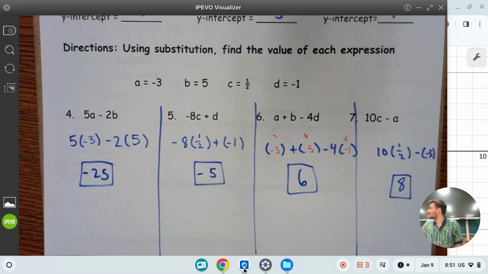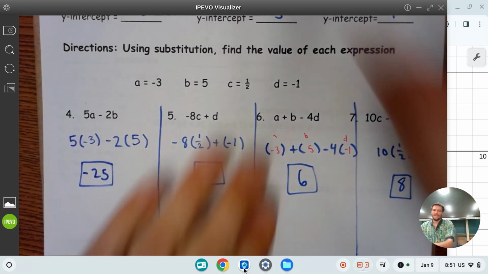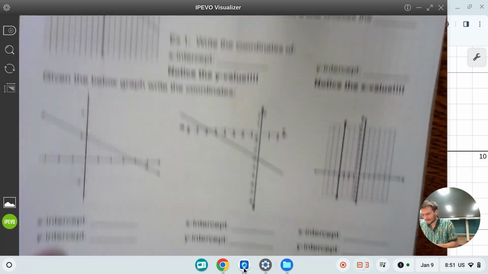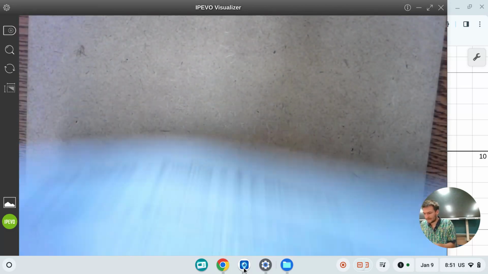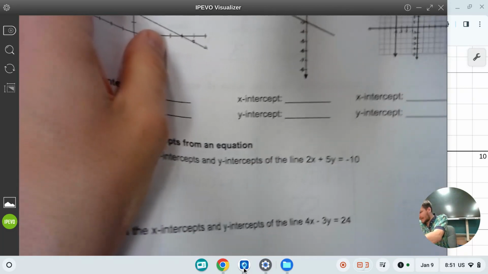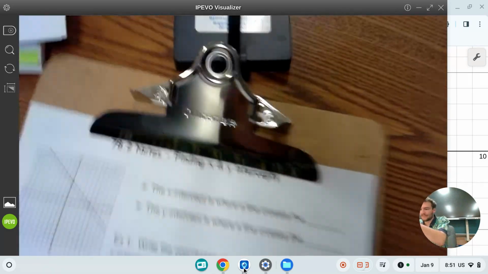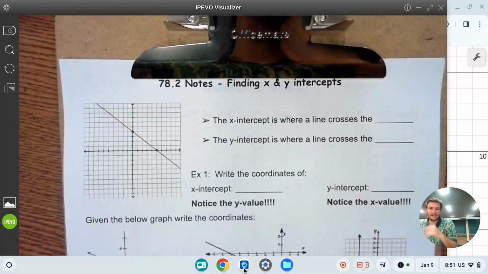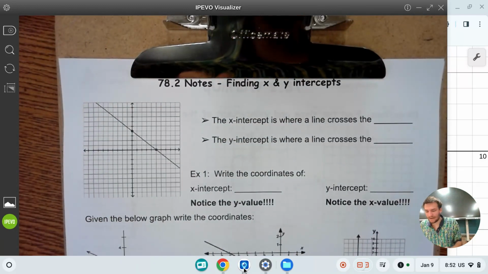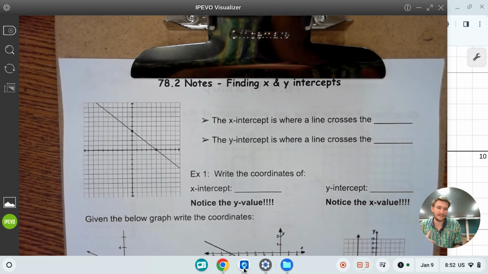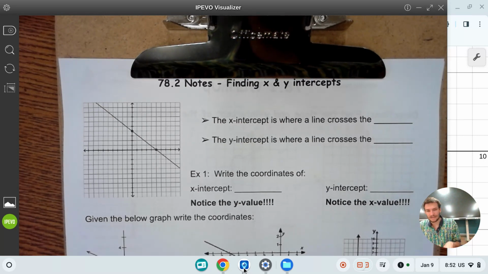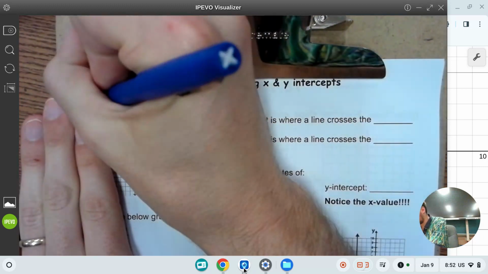All right, we're going to flip over. We're going to look at the notes from today. So the notes from today, here we go. It's going to be finding x and y intercepts, something that we already kind of know how to do. On the warm-up, we already did y intercepts. So there's not really a whole lot of difficulty added on today.